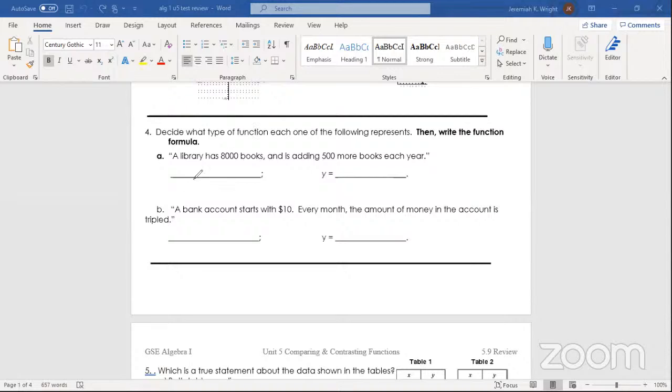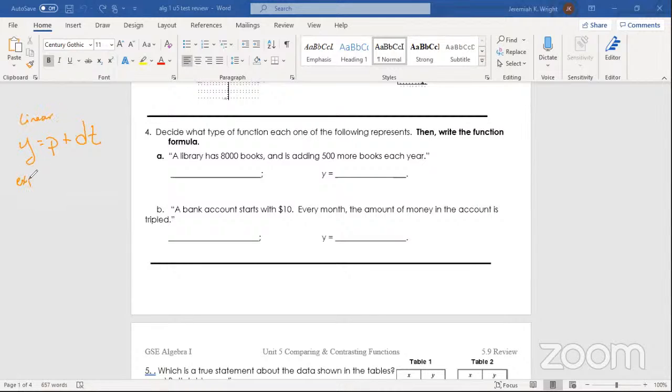So a library has, and we're supposed to write a function. Our functions were, we had y equals p plus the difference times t, the time. So p is the principal or the starting amount, and then you're adding the difference times the time. This was the linear version.